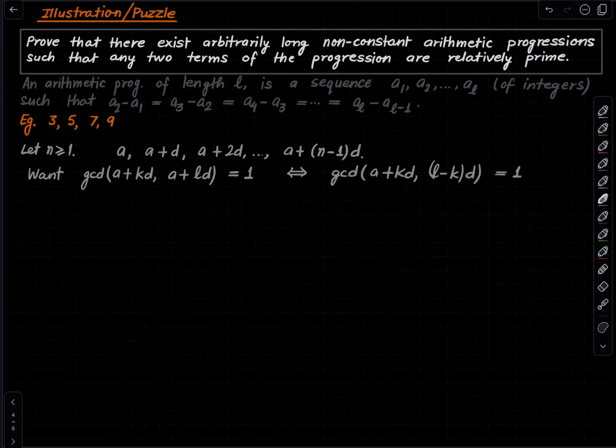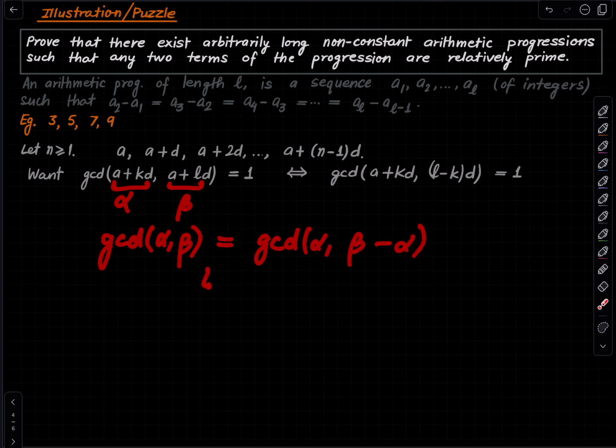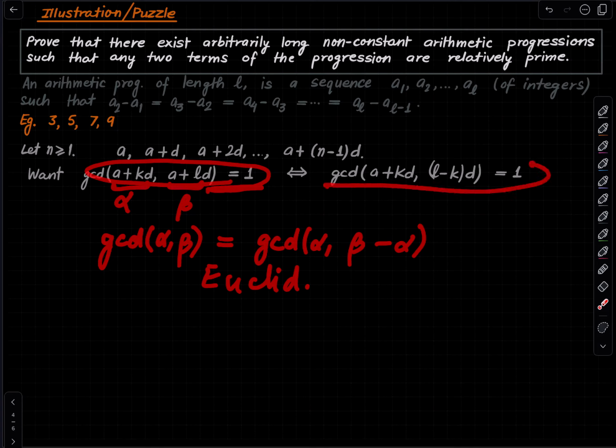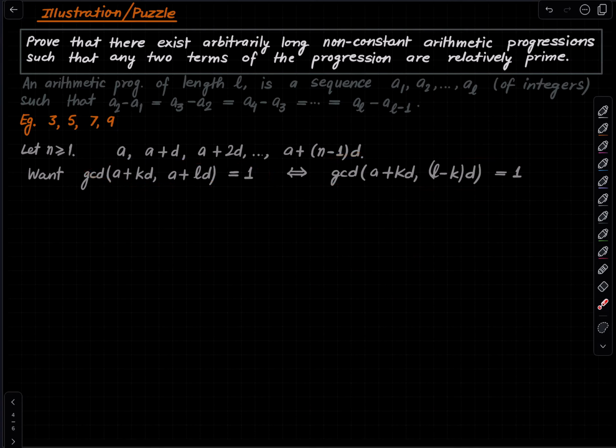So what did I do? Call this alpha, call this beta. We are just using the property that GCD of alpha comma beta is same as GCD of alpha comma beta minus alpha. This is by Euclid. So if you use that, showing that this is equal to 1 is same as asking for that being equal to 1. So we would like that this be relatively prime to that whenever k and l are different. Okay. So how do we achieve that?